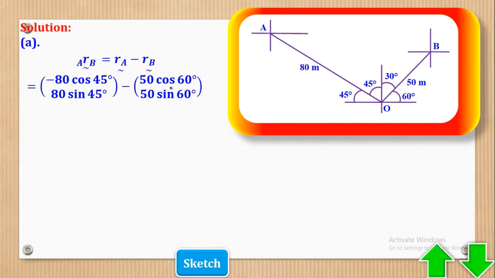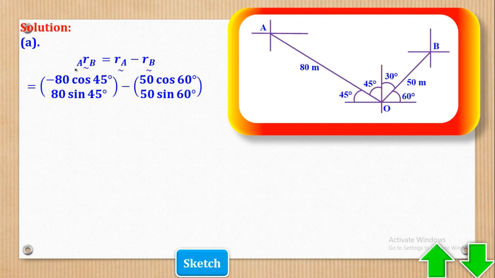For B, they told us car B is north 30 degrees east, meaning the angle with the horizontal is 60 degrees. Therefore, when I'm resolving, from O to B is 50 meters. Moving from O to B, horizontally it is to the right, which is positive, and vertically it is upwards, which is also positive. So horizontally it will be 50 cos 60 degrees, and vertically it will be 50 sin 60 degrees. So that is where this is coming from.